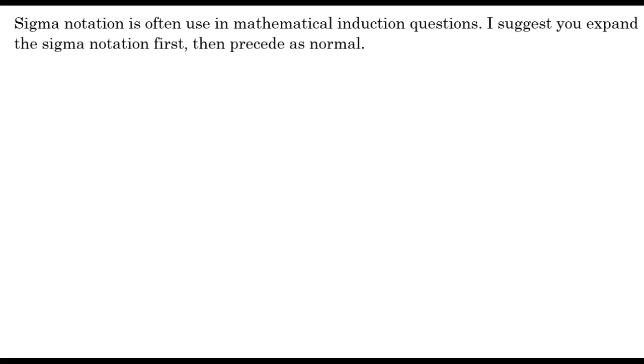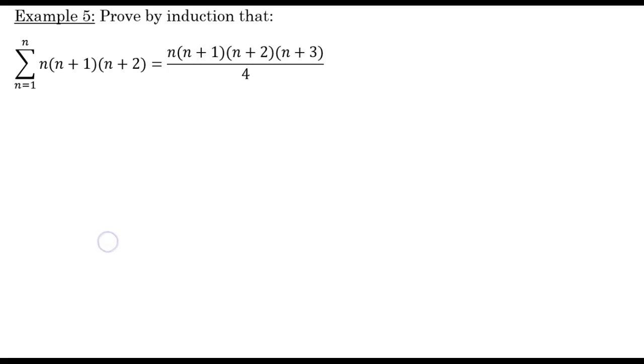Sigma notation we've seen before, where we add the terms of a series together. It might help, instead of using the sigma notation, to write it out as the sum of the terms for a while. Because often we just think about the nth term and not the sum of the first n terms. Here's an example. I want to prove that this is equal to this.